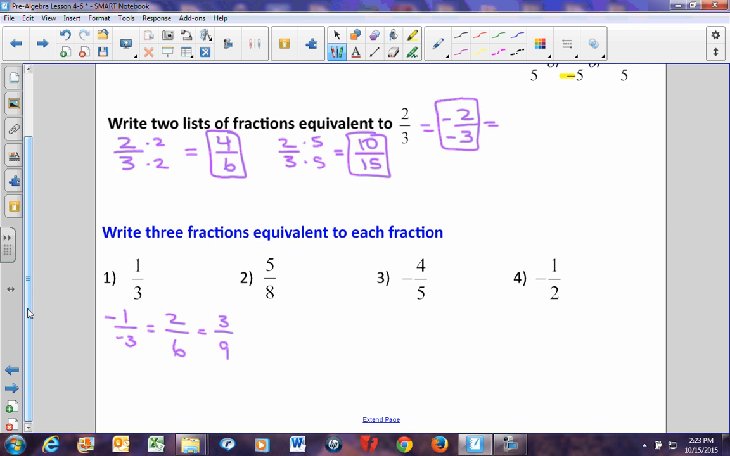If I took 5/8, I can decide to make 5/8 both negative on the top and the bottom, because a negative divided by a negative is still a positive. I could decide to take my 5/8 and multiply everything by 2 over 2, that would give me 10 over 16. Or I could take 5/8 and multiply everything by, let's say, 3 over 3. That would give me 15 over 24.